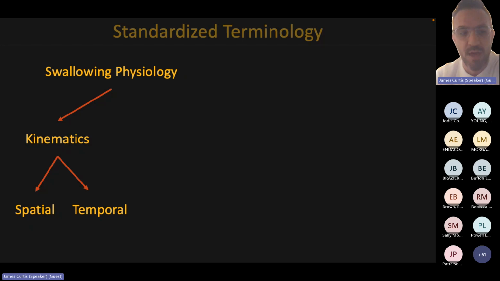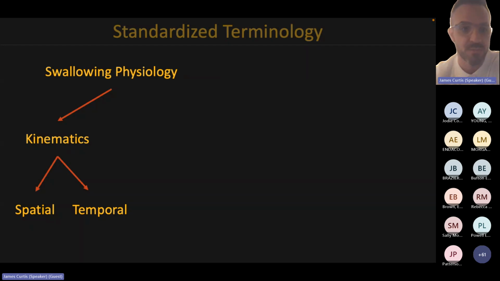Then we have temporal kinematics, which refers to the onset of a movement, the offset, the duration of a movement, and even the sequencing of one movement relative to another. In the field of speech pathology, we very often talk a lot about spatial kinematics. I think it's the way our brain has been trained. When we're talking about reduced base of tongue retraction, reduced UES opening, reduced pharyngeal constriction, those are all spatial kinematics. But a big piece of this puzzle is also temporal kinematics.